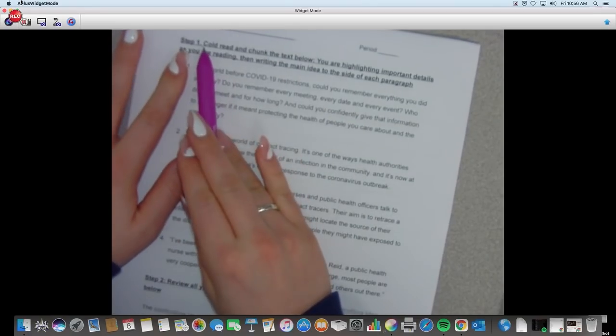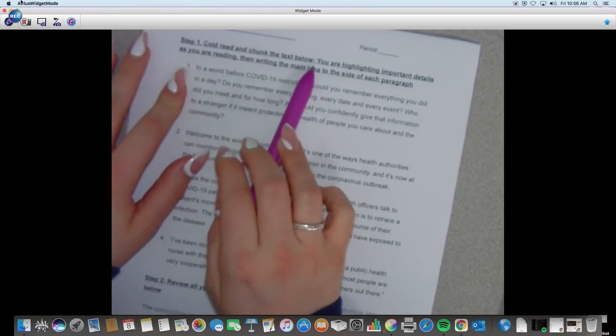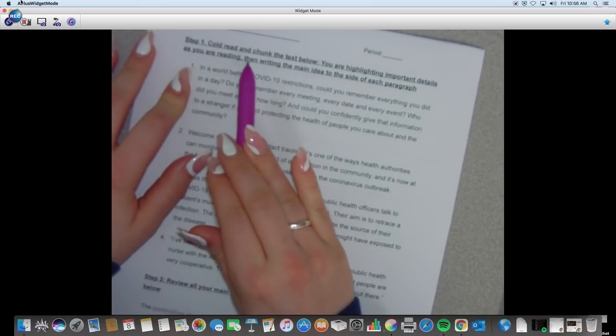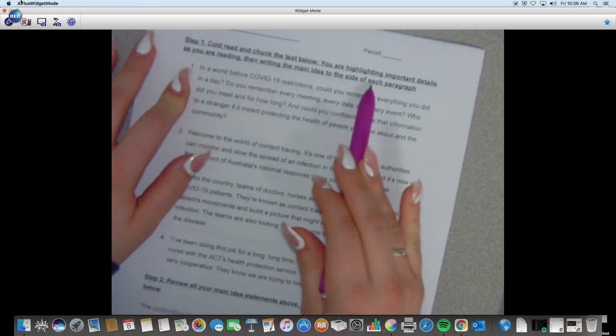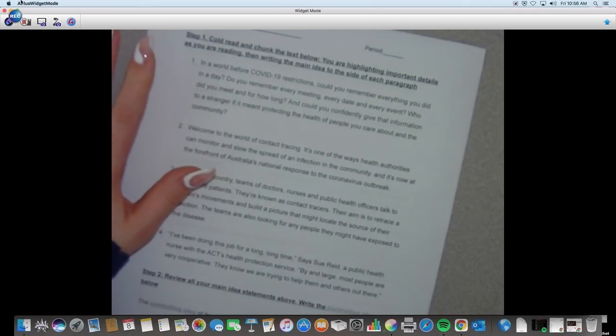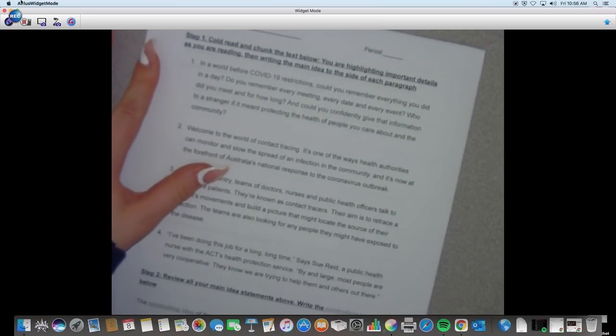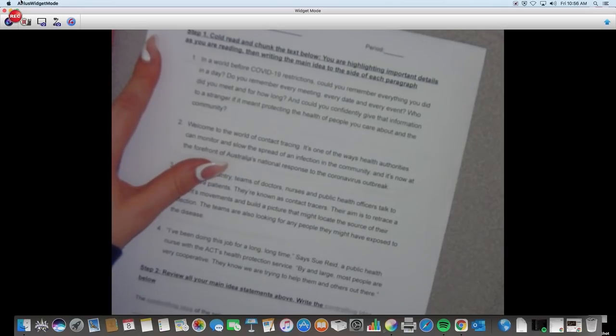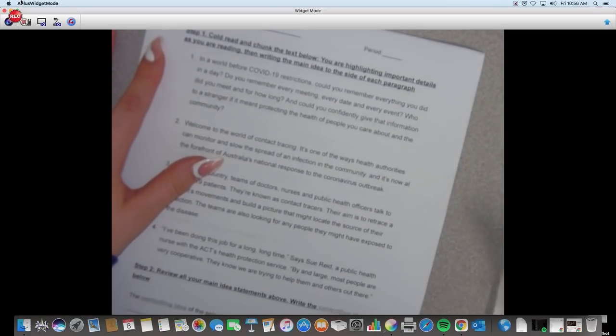And it says right here, step 1, cold read and chunk the text below. You are highlighting important details as you are reading, then writing the main idea to the side of each paragraph. So I'm going to get my trusty highlighter. If you don't have a highlighter, then you can just underline the sentences that I'm highlighting as we go. And we're going to look at paragraph 1 first.